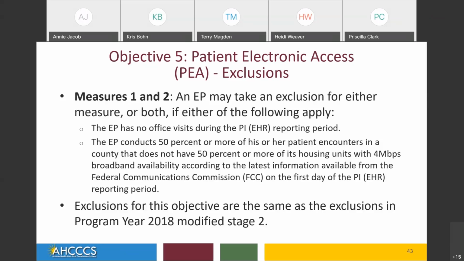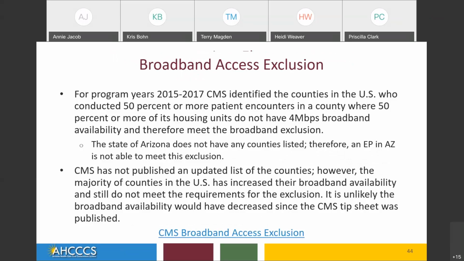Exclusions for this objective are the same as exclusions in Program Year 2018 Modified Stage 2. Let's discuss the broadband access exclusion. For program years 2015 through 2017, CMS identified the counties in the U.S. who conducted 50% or more patient encounters in a county where 50% or more of its housing units do not have 4 megabytes per second broadband availability and therefore meet the broadband exclusion. The state of Arizona does not have any counties listed, therefore an EP in Arizona is not able to meet this exclusion. CMS has not published an updated list of the counties.